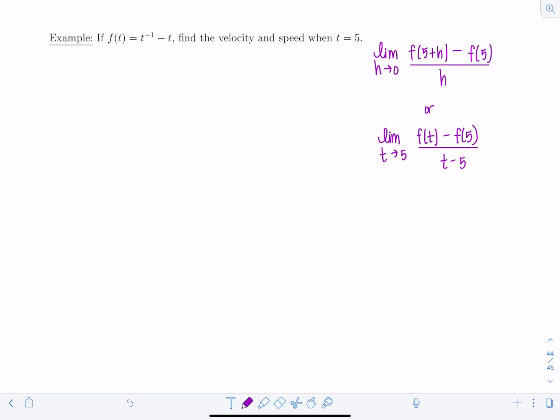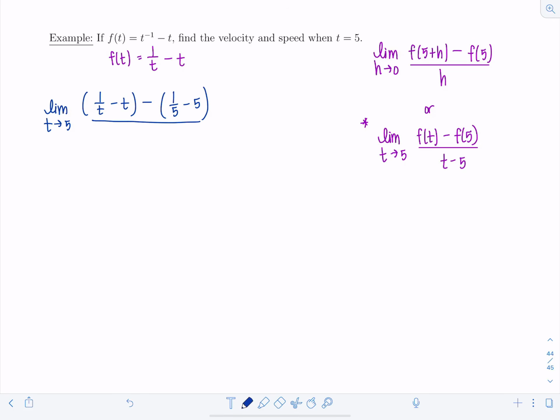Okay, and just to remind you, f of t, if it's t to the negative first, that's the same as 1 over t minus t. So I'll use this formula for this example, but see if you can work it out using the other version as well. Here we go. So we have the limit as t approaches 5 of f of t, you just rewrite the function as is, 1 over t minus t, minus f of 5, that's going to be 1/5 minus 5, all over t minus 5.